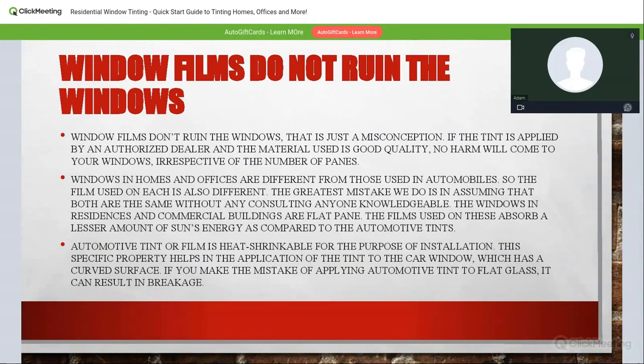Now, one thing we talk about is that a lot of manufacturers say window films will void the warranty. That is the case with some films, but if you use the proper film, like a residential or architectural film, it will not ruin the window. That is a huge misconception that a lot of manufacturers tend to spread, because in the past people used the wrong type of film on windows, and that is what actually ruined them.